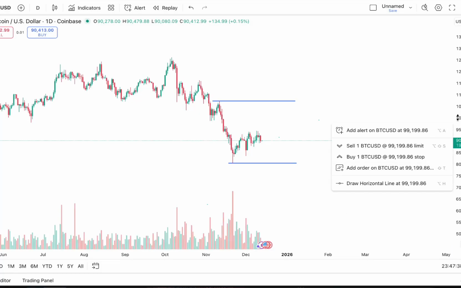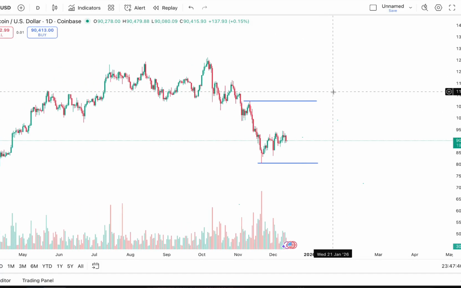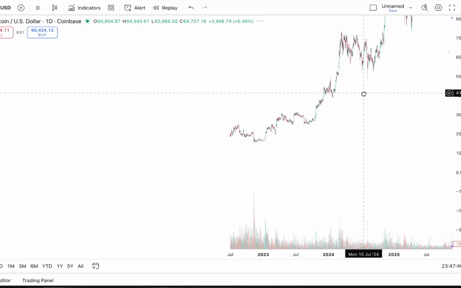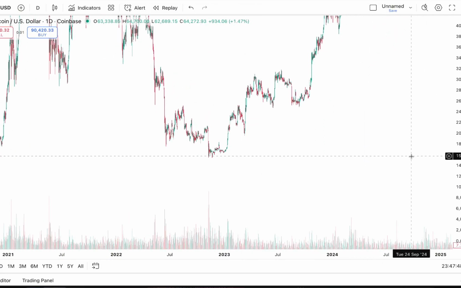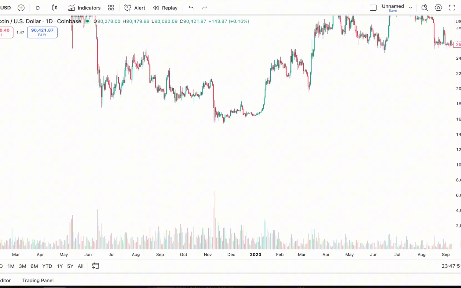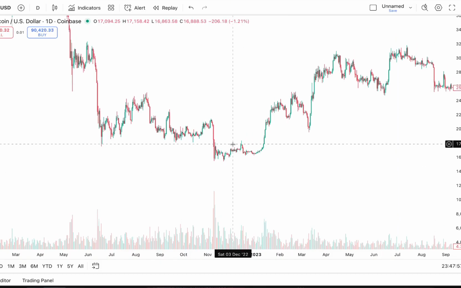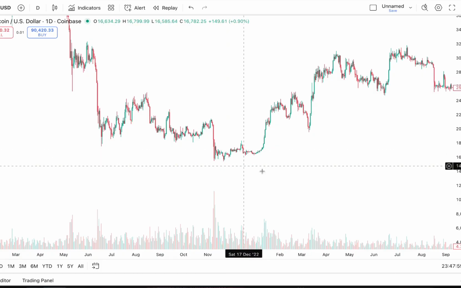Okay, today I'm going to show you how to look for high probability entries in stocks and in crypto. Let's go back to when, in crypto on November the 22nd, everyone was calling it to go lower than 15k.